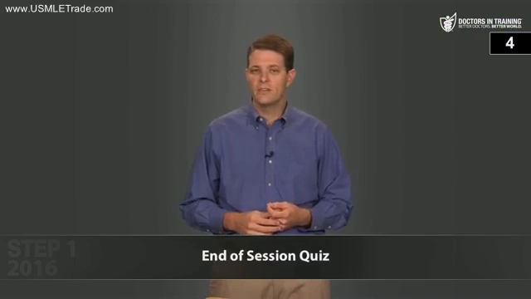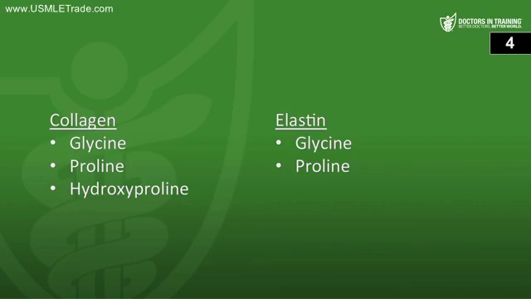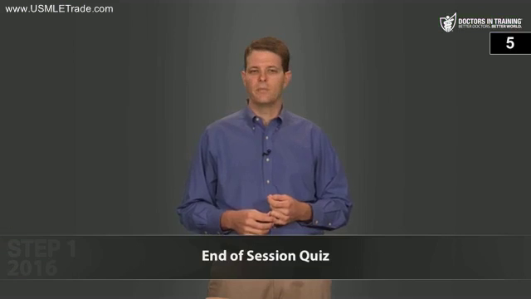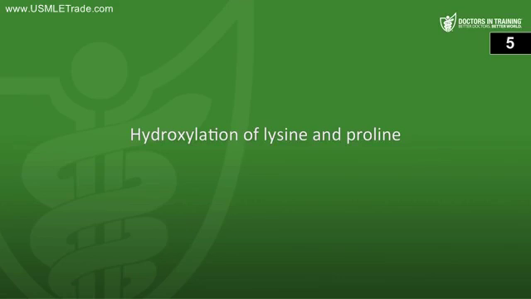Next, which amino acids are found in large concentrations in collagen and in elastin? So in collagen, you're going to find lots of glycine, proline, and hydroxyproline. In elastin, you're going to find lots of glycine and proline. And the last one, what's the role of vitamin C in collagen production? Well, vitamin C is important for the hydroxylation of lysine and proline. So if you lack vitamin C, like in a patient with scurvy, there's going to be a defect of collagen synthesis resulting in poor wound healing, swollen gums, bleeding, and anemia.